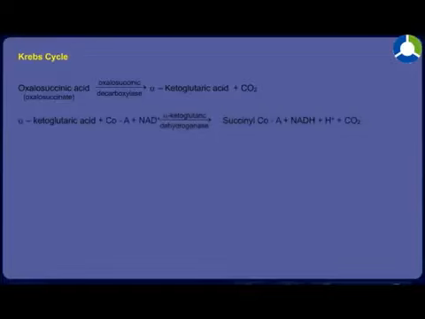Alpha-ketoglutaric acid reacts with coenzyme A and NAD in presence of alpha-ketoglutaric acid dehydrogenase to produce succinyl coenzyme A, NADH, hydrogen ion and carbon dioxide.